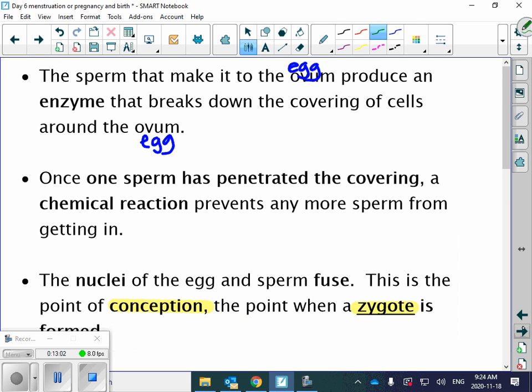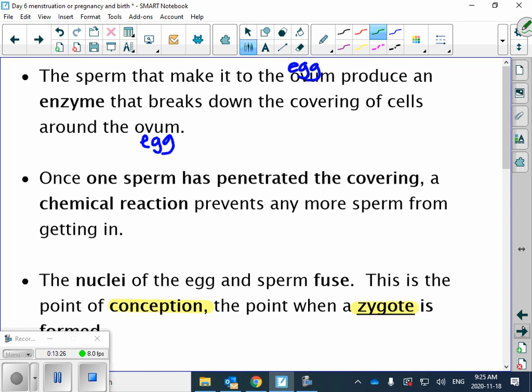So the sperm that make it to the egg, or ovum, produce an enzyme that breaks down the covering of the cells around the ovum. Once one sperm has penetrated the covering, a chemical reaction happens, and it prevents any more sperm from fertilizing that egg, because we don't want more than our 46 chromosomes. That's not going to do.